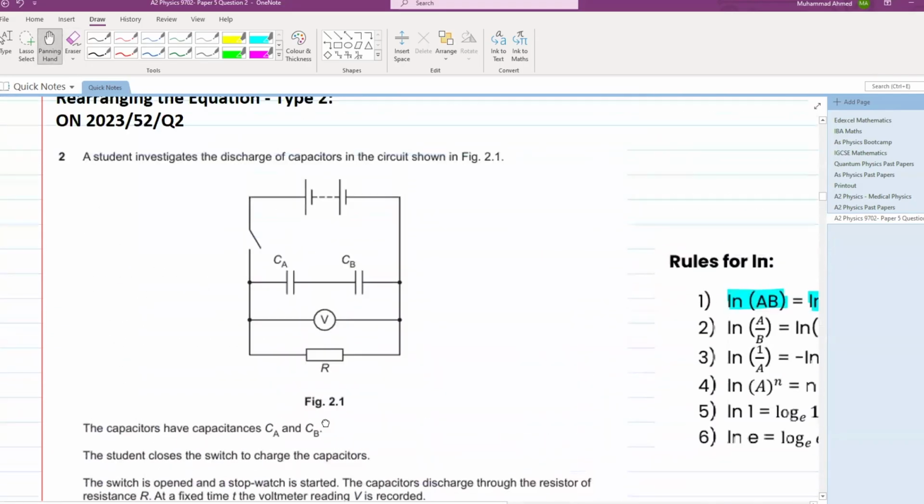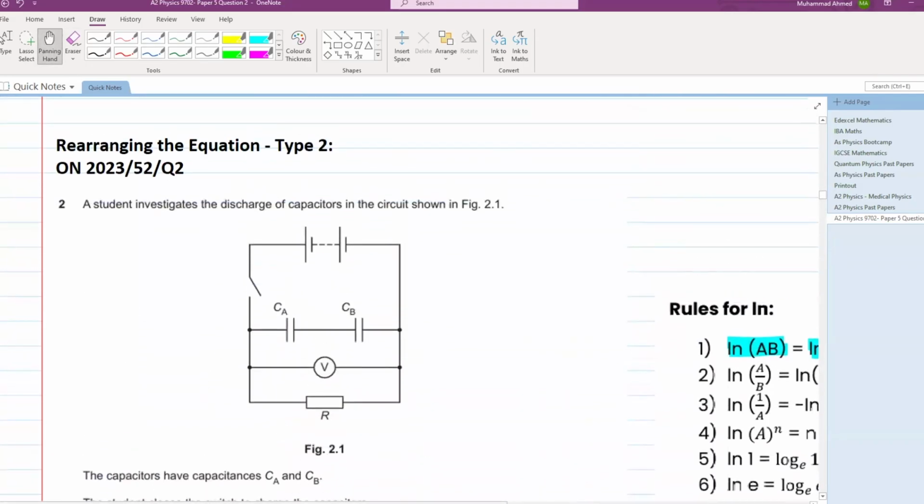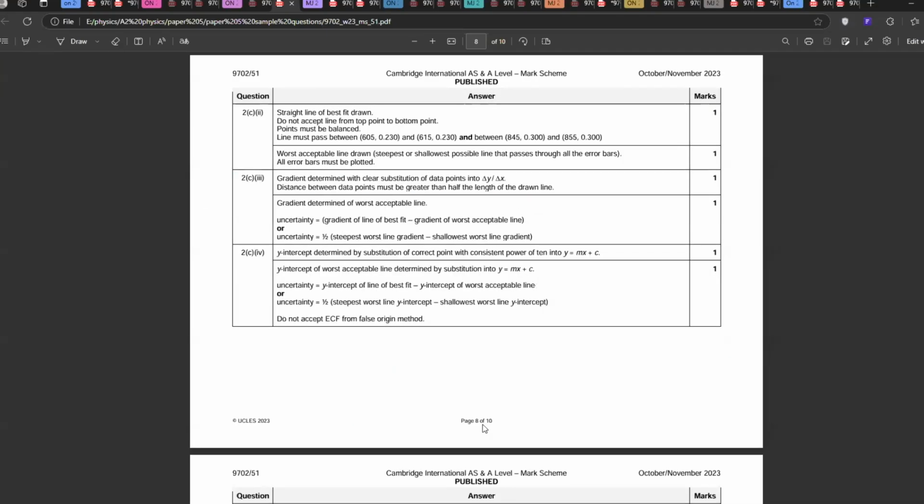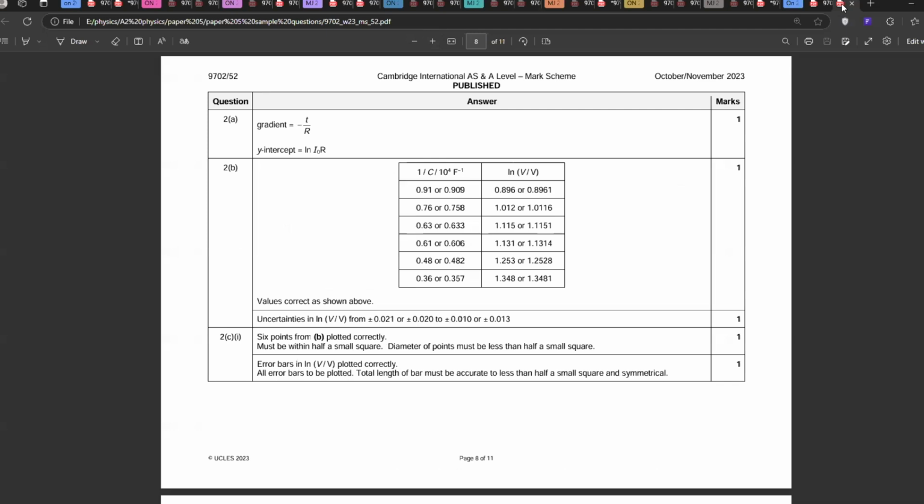Let's see this question. This is October/November 2023. So let me find it. I have gotten this question. Let me show you the marking scheme. In the marking scheme, you can see that minus T over R is your gradient and ln I naught R is your y-intercept.